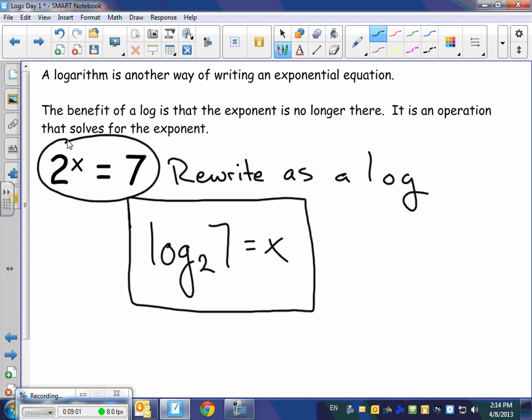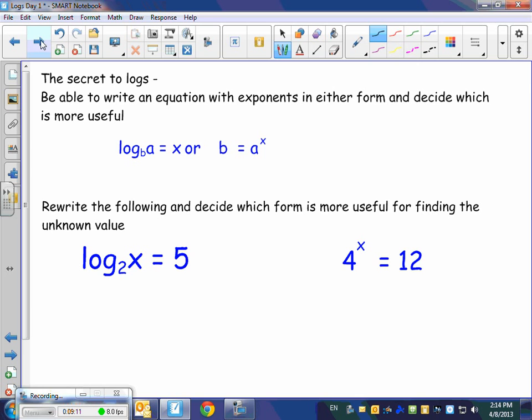So today your job is to understand the definition. Tomorrow we will evaluate this and find out exactly what that number is. Well, approximately what that number is, because it's irrational. Okay? This is the big understanding for today. If you're given an exponential equation, you need to be able to rewrite it as a log equation and determine which one is useful. Kind of depends on where the exponent's going to be.